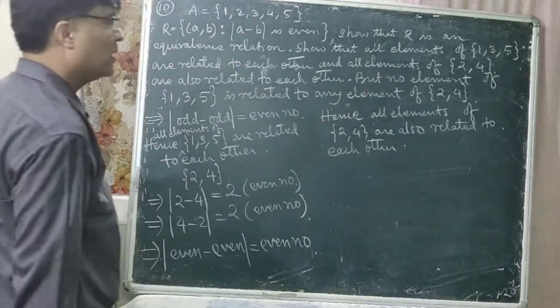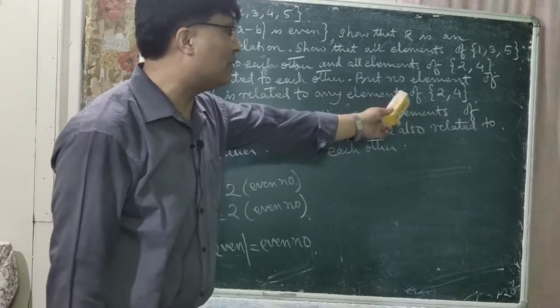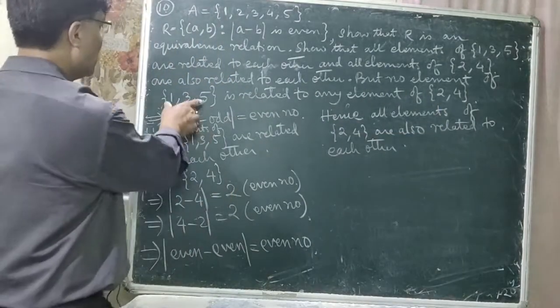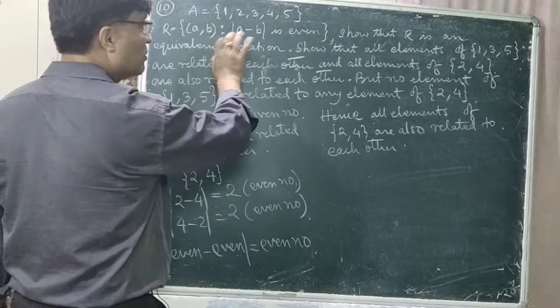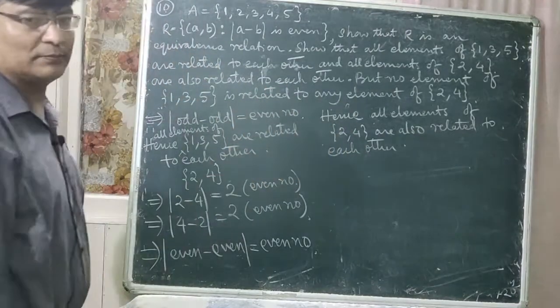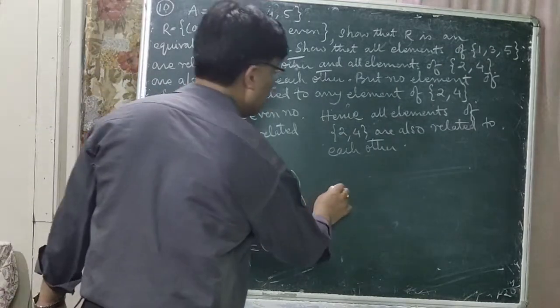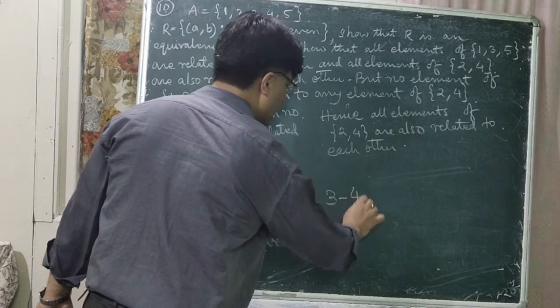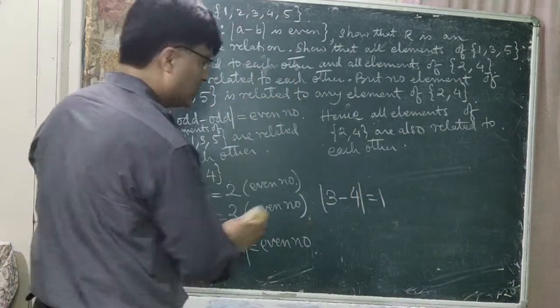Now fourth part. But no elements of 1, 3, 5 is related to any element of 2, 4. That is your even number, your odd number. This is even number. What is odd number minus even number? Odd number minus even number will always give you the odd number. Odd number भनेपछि तिमीले के लिन्छौ? 3 लिन्छौ. Even number भनेपछि -4 ले भने के भयो? Which is equal to 1, which is an odd number, isn't it?